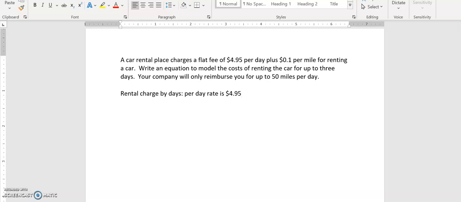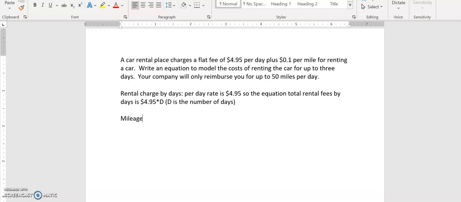If I rent it for 2 days, then I get charged 2 times $4.95. And if I rent it for 3 days, then I get charged 3 times $4.95. So that means the equation for the total rental cost, the total rental fees by days, is going to be $4.95 times the number of days. So D is the number of days.